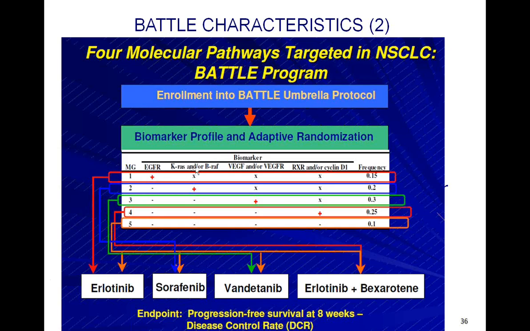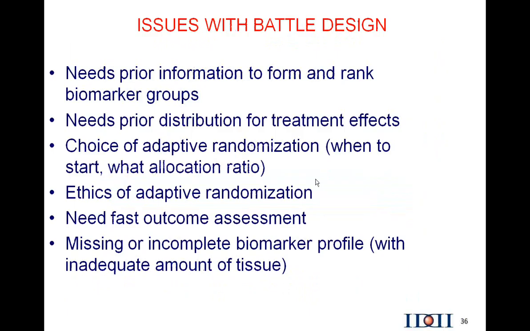Here you see the biomarker profiles: EGFR, KRAS and BRAF, VEGF, VEGF receptor, RXR and cyclin D1. These were the biomarkers analyzed, and here are the different biomarker profiles, depending on whether these biomarkers were positive or negative. And so you see that initially the frequency of these biomarkers that was assumed is indicated here on the right-hand side of this slide, and the different treatments under investigation are listed at the bottom here: erlotinib, sorafenib, vandetanib, and erlotinib plus bexarotene. So these different treatments would be chosen according to the biomarker profile of each patient.